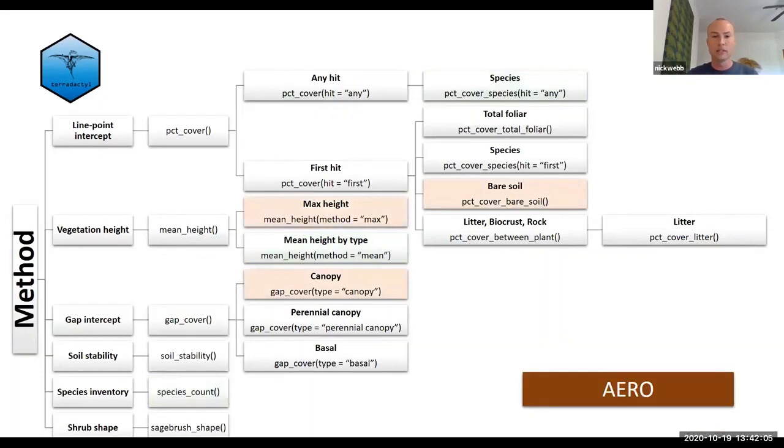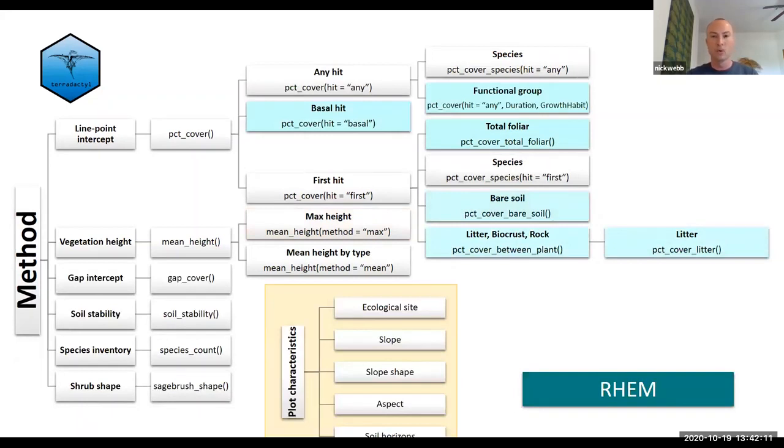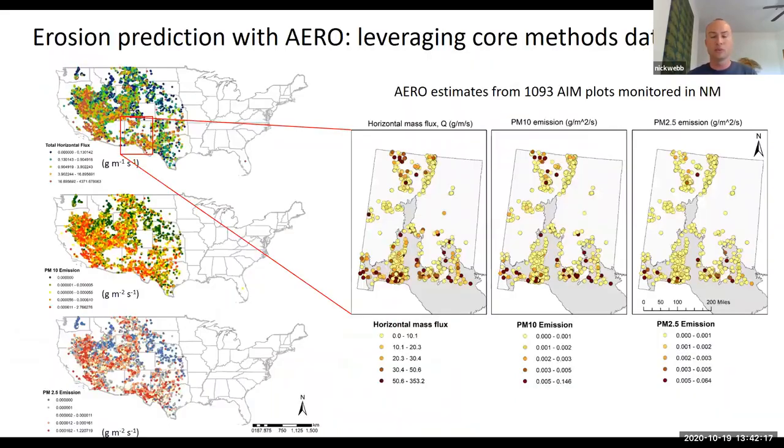We can also use Terradactyl to produce inputs to the AERO model, as well as the RHEM model to look at wind and water erosion. So when we run through this process, we're able to apply these erosion prediction models to these monitoring data sets. The maps on the left here show an example of the AERO application to about 30,000 AIM and NRI plots, with about 1,000 in New Mexico here.